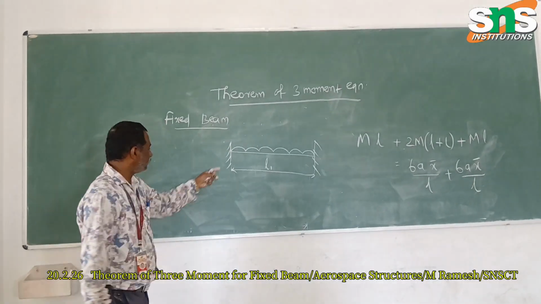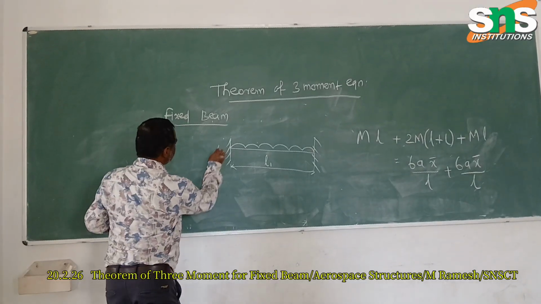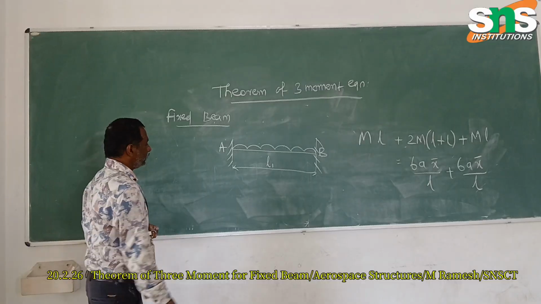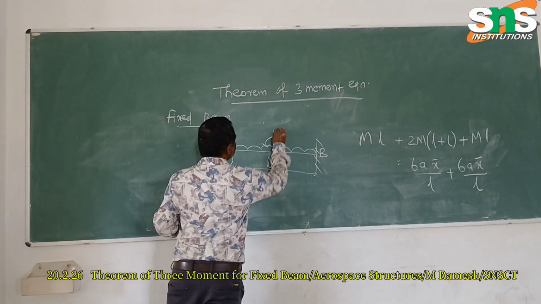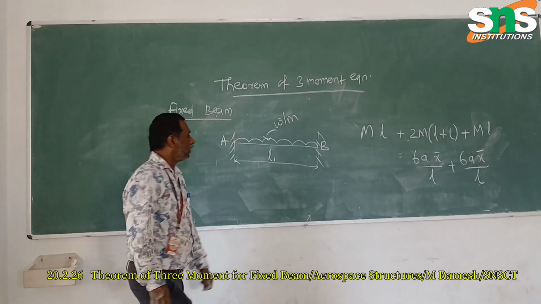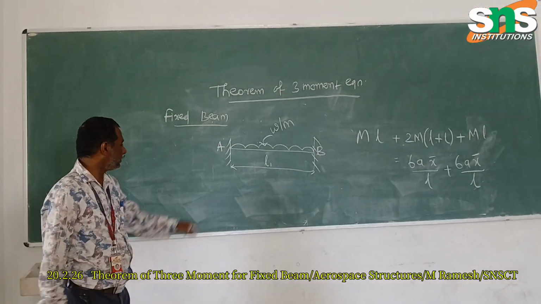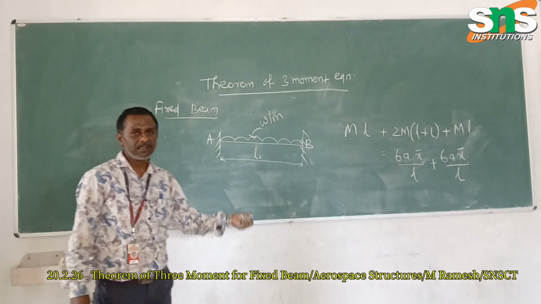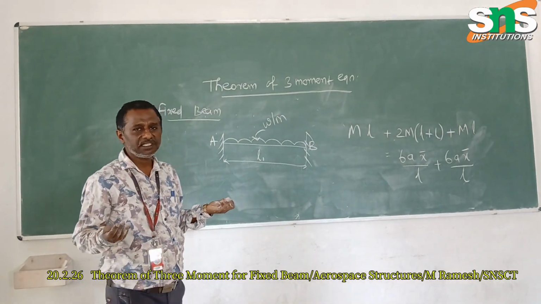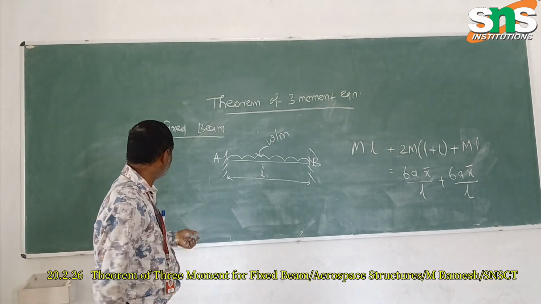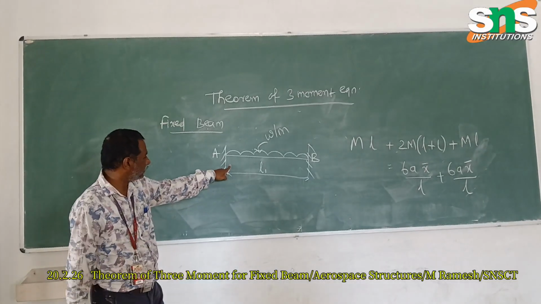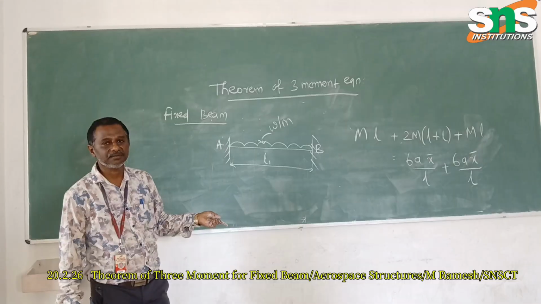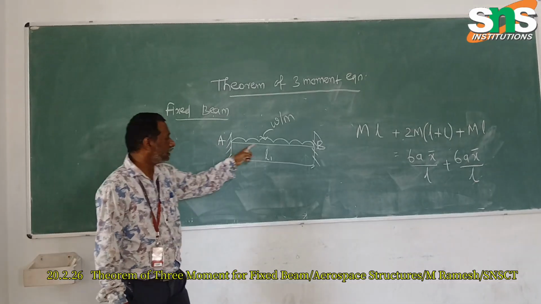Take this as point A, this as point B, and consider a UDL of W per meter. So how to find MA and MB? In the earlier case, at the left extreme and right extreme the moment will be equal to 0. But we cannot take it like that here, since it is a fixed end. Fixed end means a moment must exist, so MA is there, MB is there.